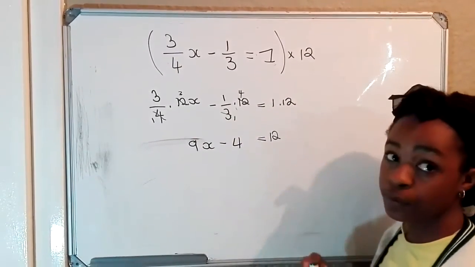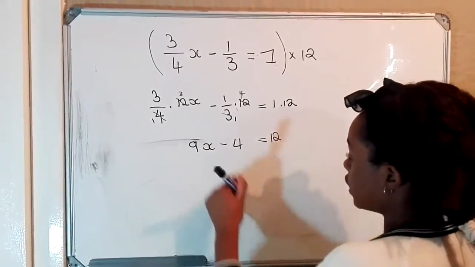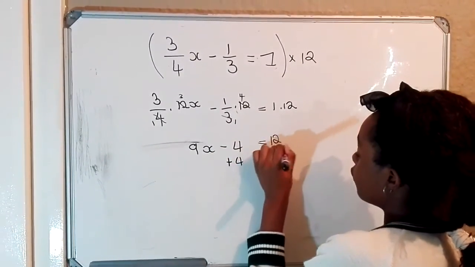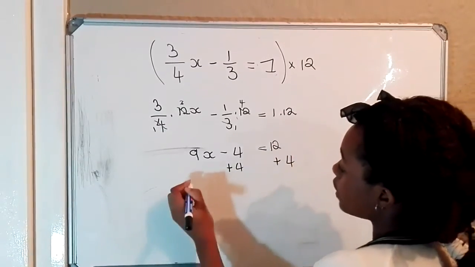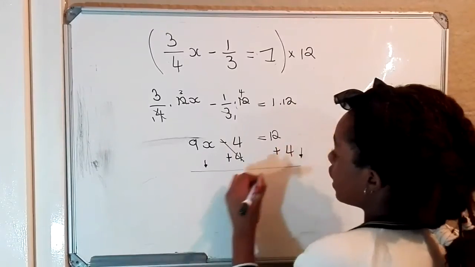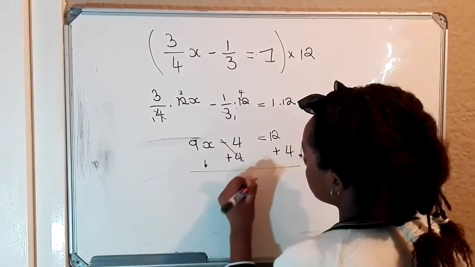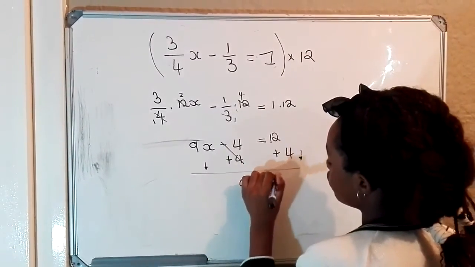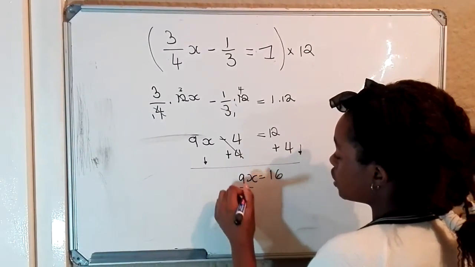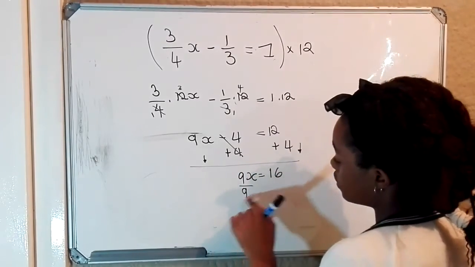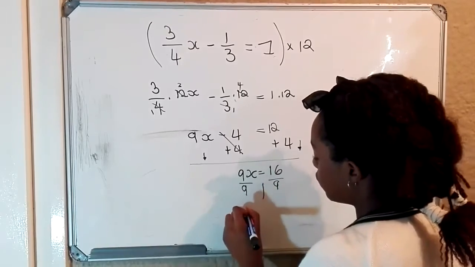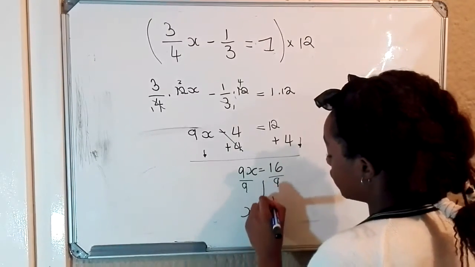Okay, so this is what we have. This is something we're very familiar with. So what I'm going to do here is add 4 to get rid of the minus 4, and I'm going to add 4 on the other side too. Whatever I do on this side, I do on that side as well. So the 4s will cancel. I'm left with 9x is equal to 12 plus 4, which is 16. And because it's multiplication, the opposite is division. I'll divide by 9, and whatever I do on this side, I do on that side as well. I'm left with x is equal to 16 over 9.